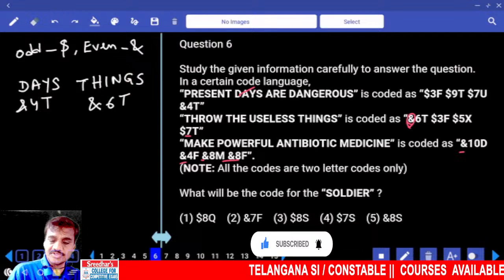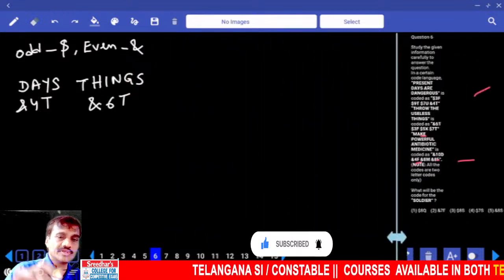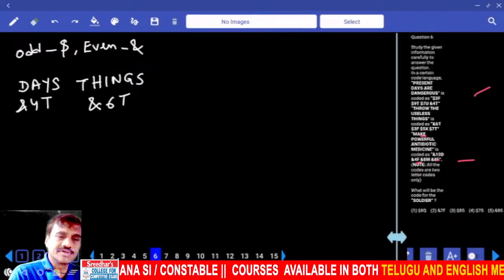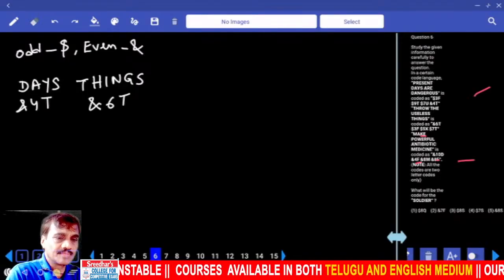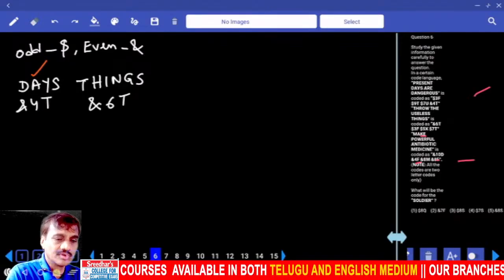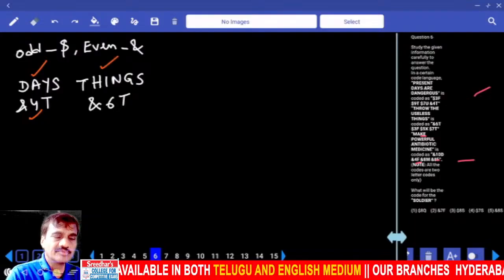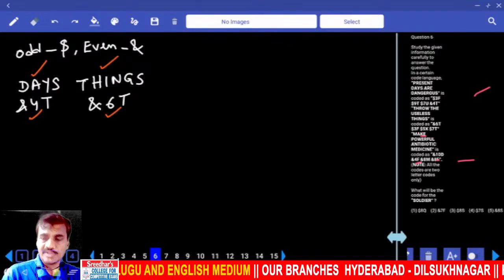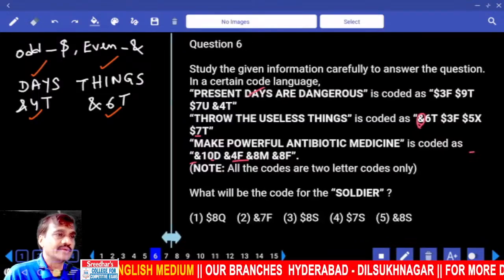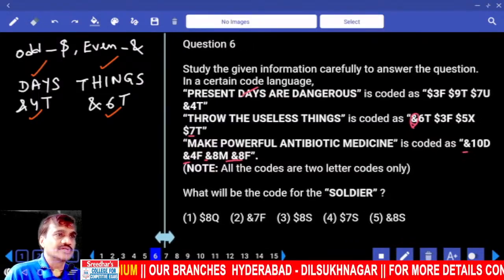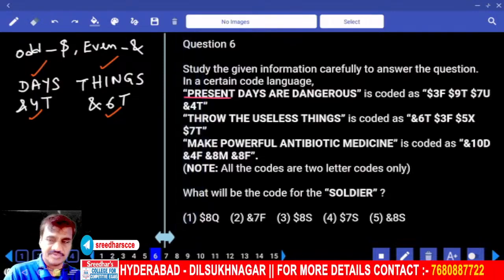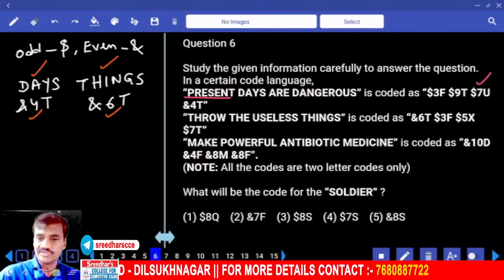Then analyze within these two. Forget about the remaining. Then tell me, what is the code for this? Now then you can concentrate on number or letter, anything. Now here how many letters we have? 4. It is represented with 4. Here how many letters we have? 6. And see, here it is represented with 6. That means how are you getting the number? Number is nothing but the total number of letters in the given word. Now here in the word present, how many letters are there? 7. And 7. Where is 7? 7 is here.